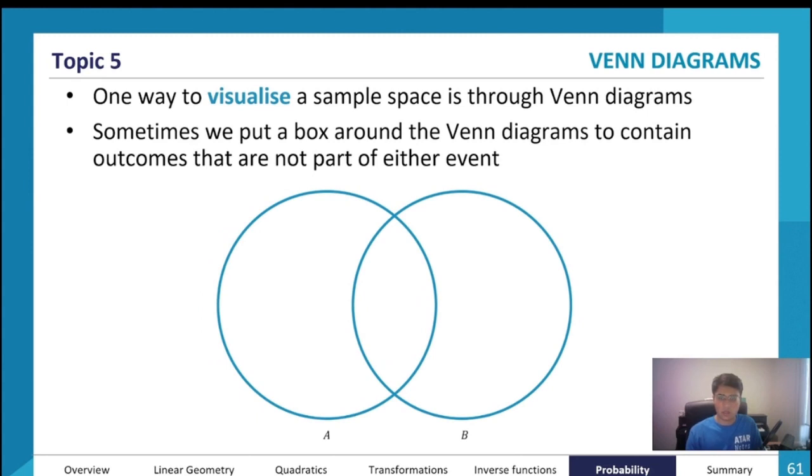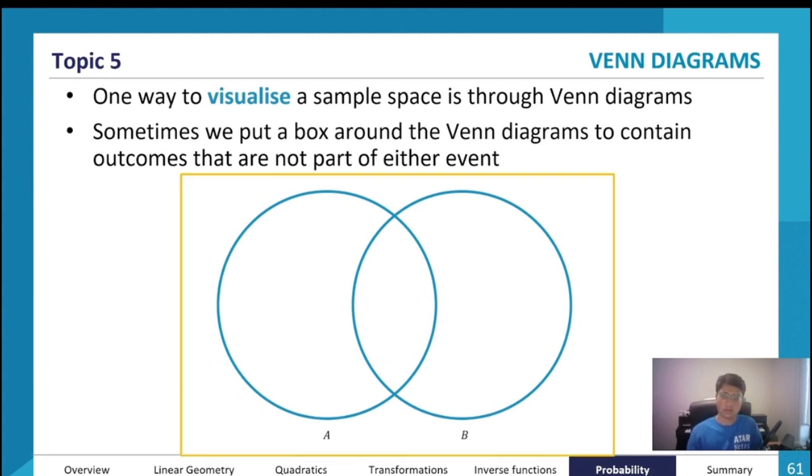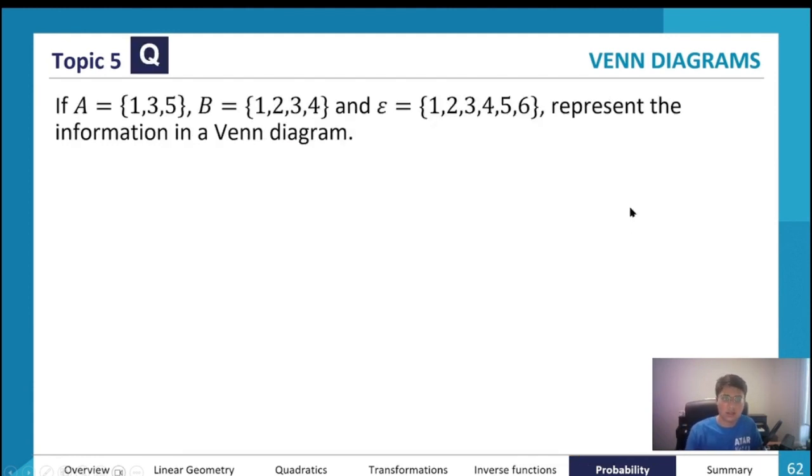You can also just have a box around this entire thing, which will allow you to represent outcomes that aren't part of A or B. And you would just leave them in this little space outside the Venn diagram, but still within this yellow box.